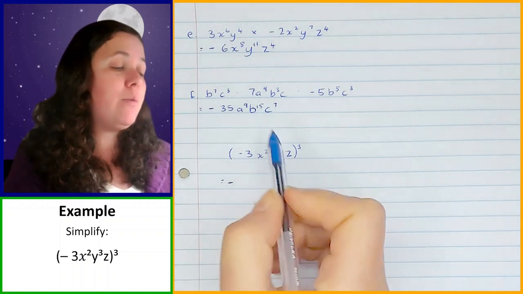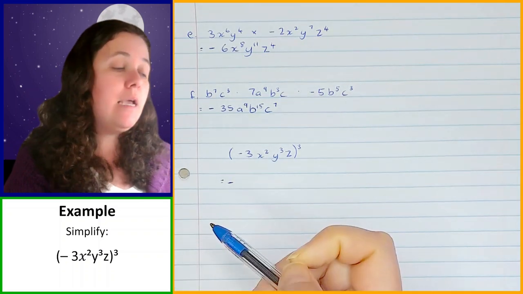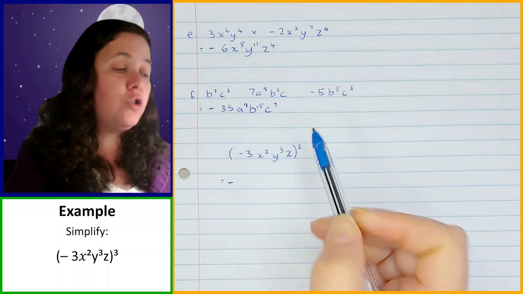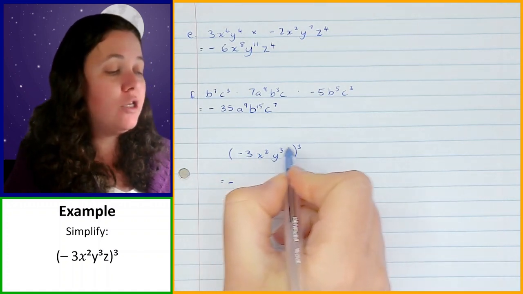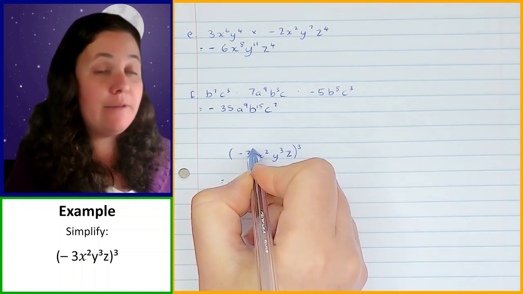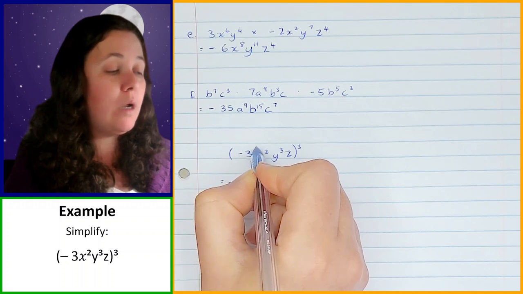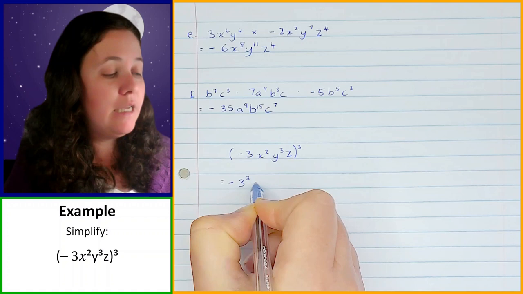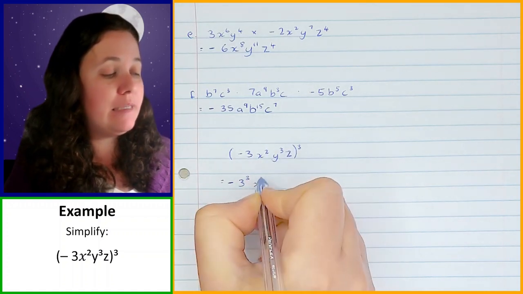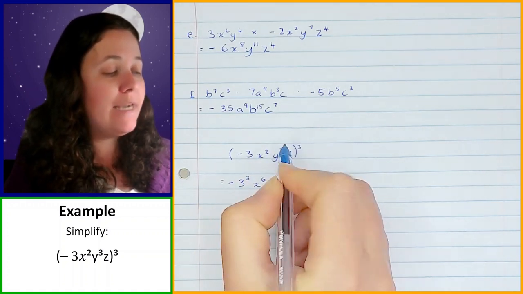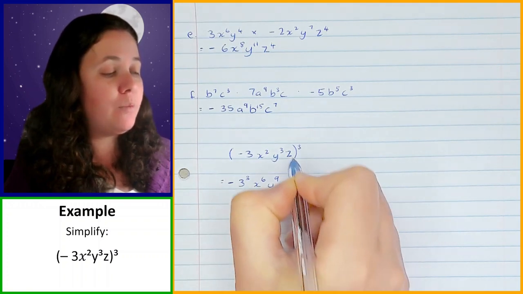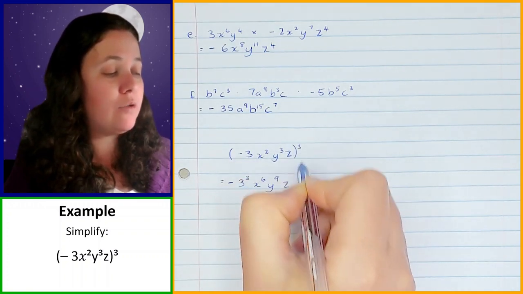And then I'm going to apply the law that I've learned: I raise all of the things inside here to the power outside. So it's 3 to the power, and inside it's an invisible little 1, so I multiply 1 by 3, and that gives me 3 to the power of 3. Then I've got x to the power of 2 times 3 is 6. Then y to the power of 3 times 3 is 9. And finally z to the power of, again an invisible little 1, times 3 is 3.